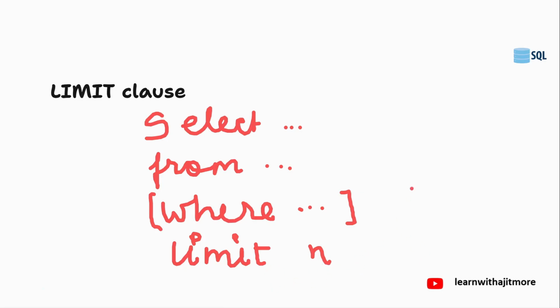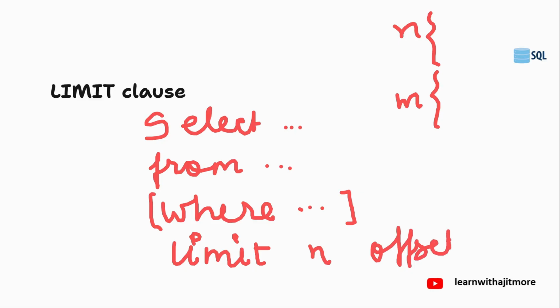Okay, in this there is one more variation. If you want to skip the first n and after that you want to show m records, first n records I want to skip and then m records, then you can use one keyword called offset also. Correct? Like this, limit m offset n.